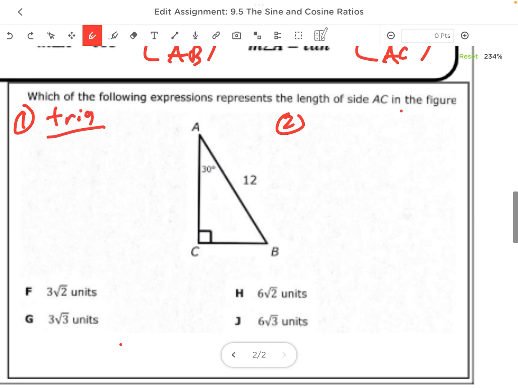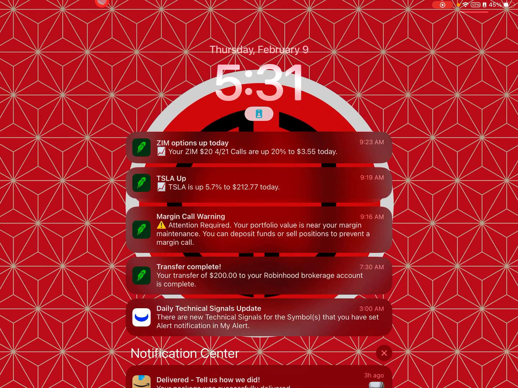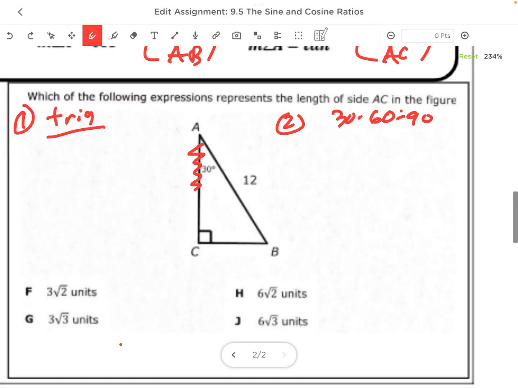And I'm going to use the second way using 30, 60, 90 special right triangles. All right, so first off with trig. It says, which of the following expressions represents the length of AC? Okay, so AC is this right over here, right? So let's think about this.